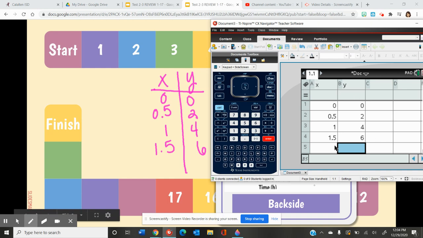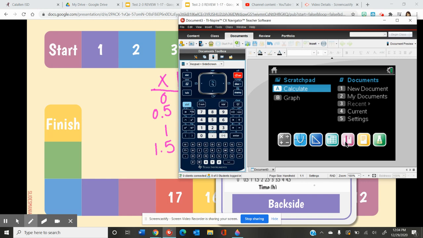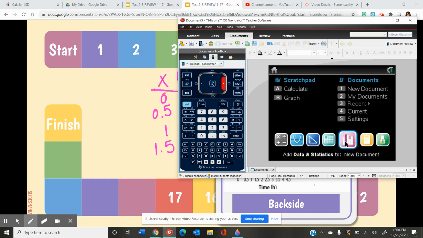Now that I've entered in those points, I'm going to press the on button. Never press the X button. If you press the X button, you're going to lose all your data. And another thing, if you notice here how it's blinking, you want to make sure you press enter because if you do not press enter, once you go to the next step, it's not going to record that point. So again, now I'm going to press the on button. And I'm going to go down to data and statistics.